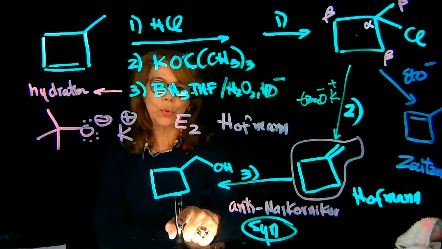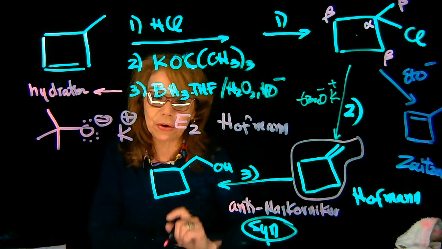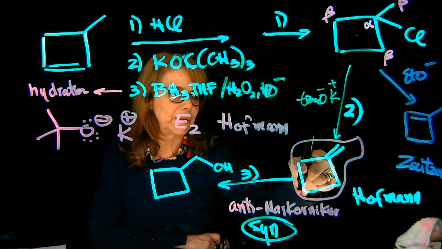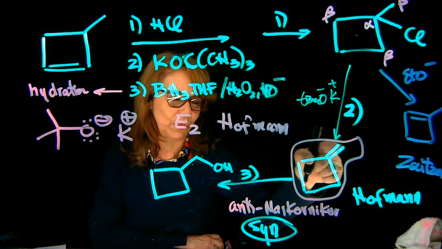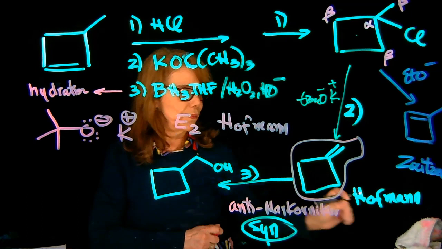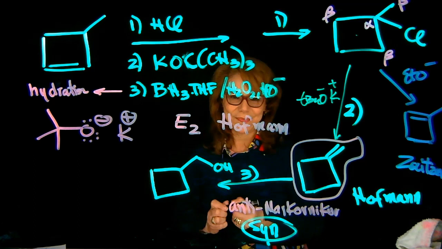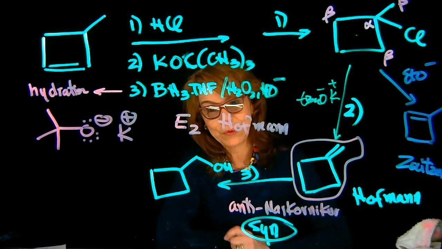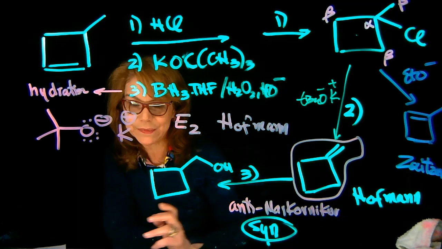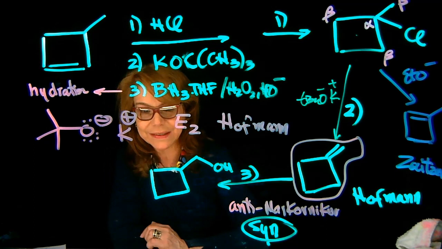Third step, we did an anti-Markovnikov hydration. So here you will add across the double bond, H and OH. And so you will have H here, OH here. All right, so we're going to keep doing problems of the same type. This is a multi-step synthesis.